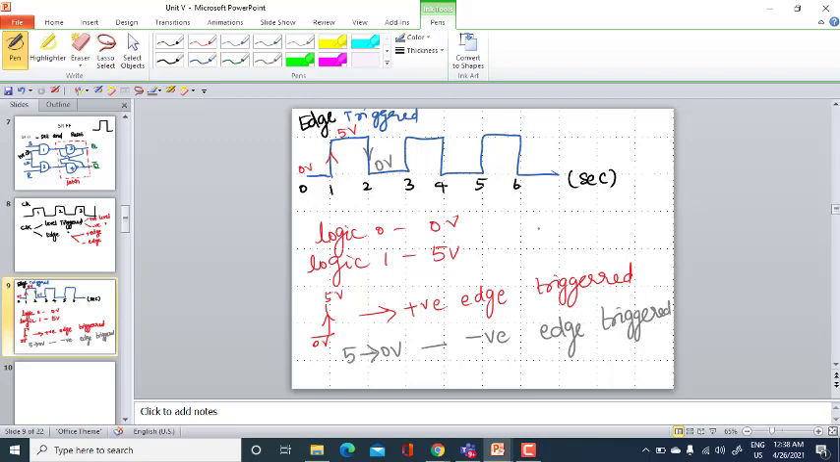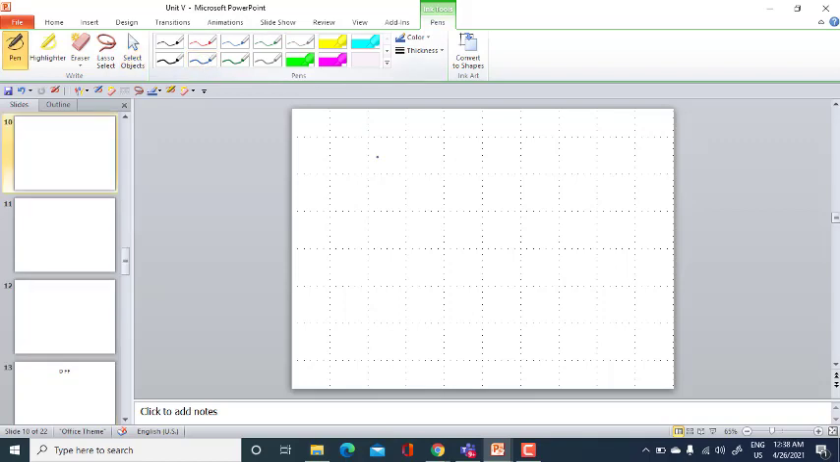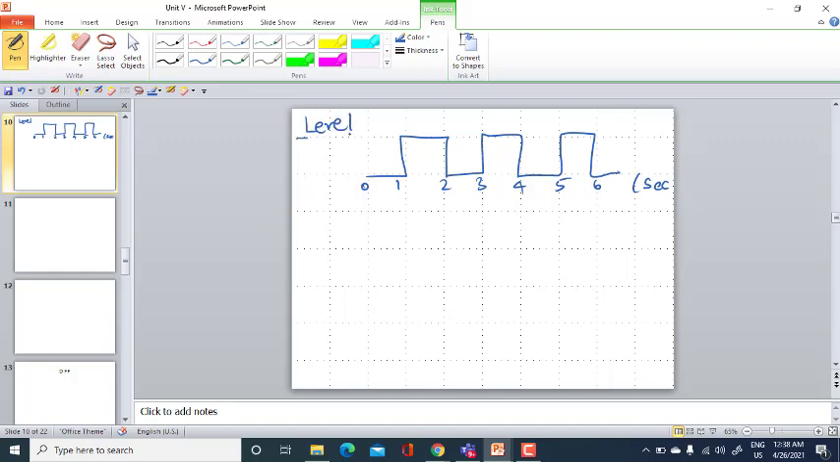And what is said to be level triggered? Level triggered, and again let me draw the clock signal. So I have 0, 5 volt, 0, 5 volt, 0, 5 volt, and I have 0, 1, 2, 3, 4, 5, 6, all in seconds. So now I am talking about level triggered. I have two levels. One is logic 0 level and another one is logic 1 level, which is nothing but 5 volt. I have 0 volt here.